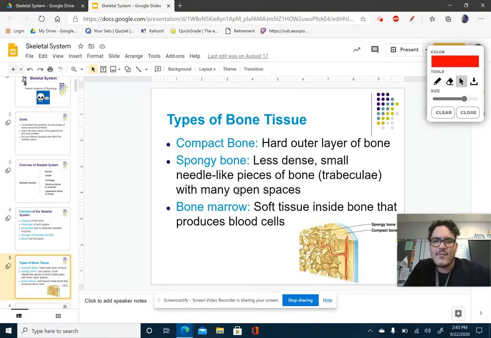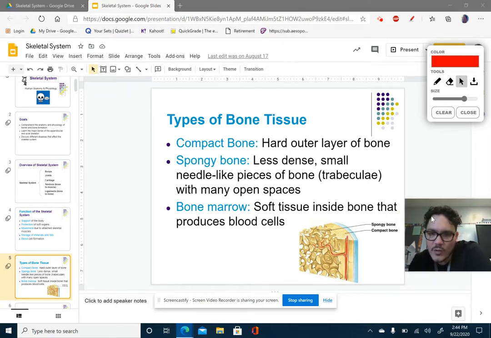Next, we have our types of bone tissue. So there are 3 types of tissue that we find in the bones. And this picture does a pretty good job of showing us what we see. Compact bone, which is this outer layer. It's going to be hard and dense.